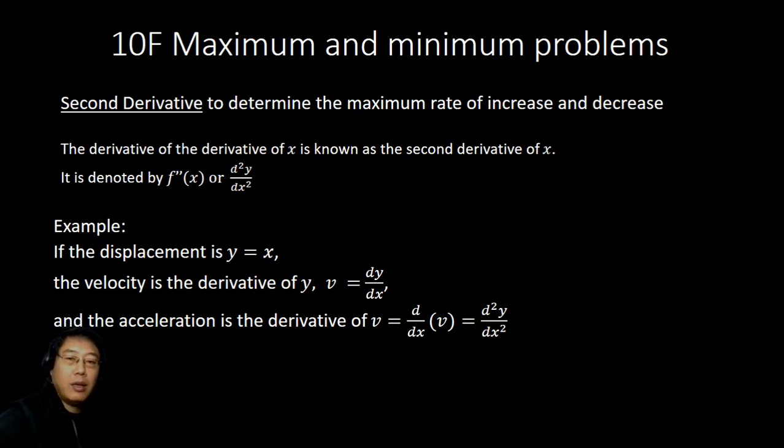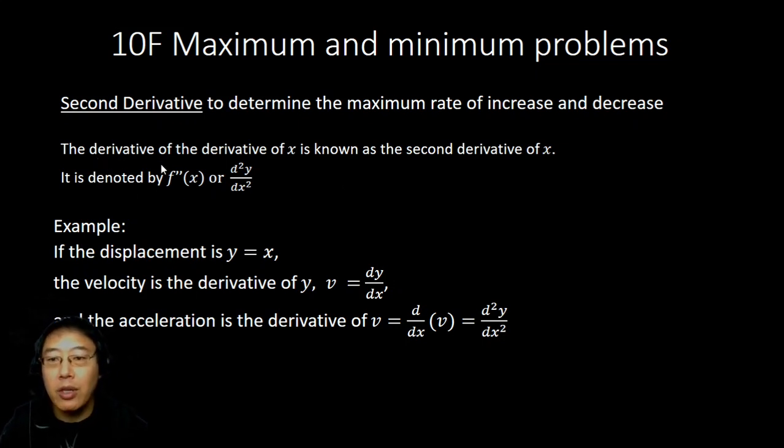Alright, so another application is, we look at the minimum and maximum of the function f. Now, what if we want to find the minimum and maximum of the derivative of the function f? What we would use is the second derivative to determine the maximum rate of increase. The rate of increase is your derivative, and the maximum rate of decrease is actually the minimum value of the derivative.